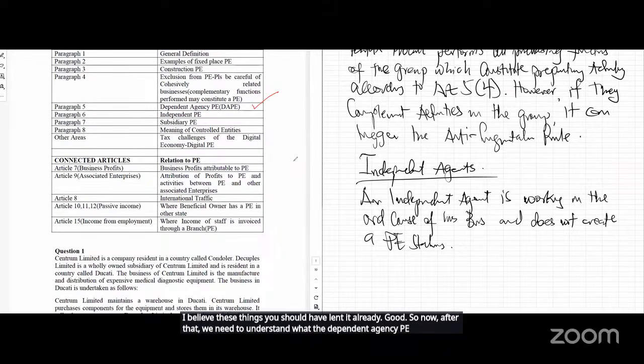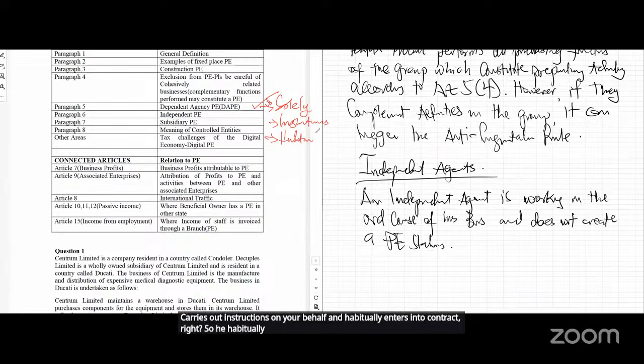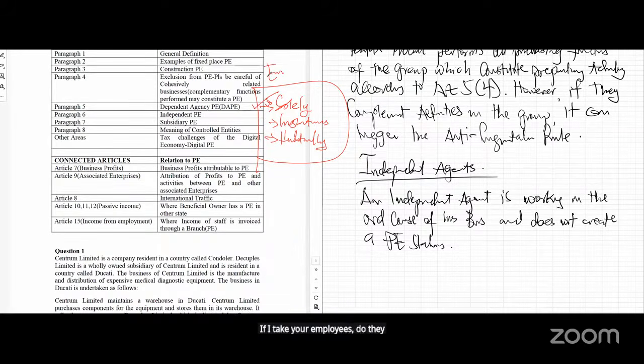Now, the dependent agency PE is simply where you have what? An agent, right? Who solely is remunerated by you, okay? Carries out instructions on your behalf and habitually enters into contract, right? So he habitually carries out contract on your behalf. Now, listen carefully. If I take your employees, do they meet this definition? Your employees or staff, do they meet this definition?